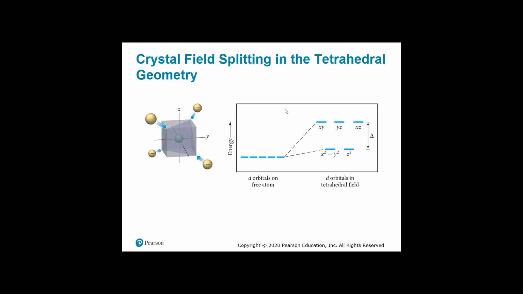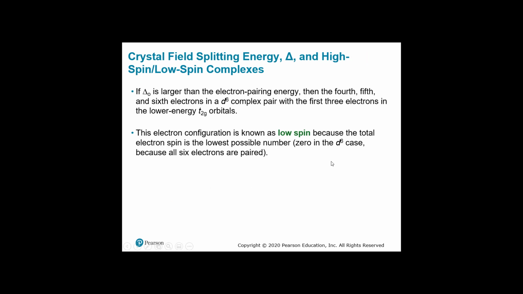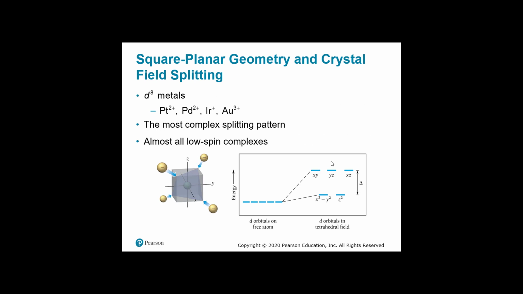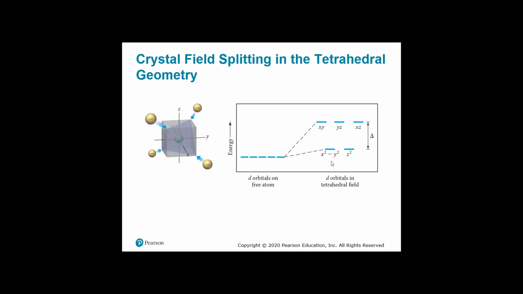So the orbitals that most strongly interact with ligands in a tetrahedral coordination compound are those in the T2G, namely the dxy, the dxz. I thought I had a better slide here. Okay, so remember, these ones are directly on the axis and these are not. The dxy, the dxz, and the dyz, the orbitals with electron densities between the X, Y, and Z axes, are repelled to a lesser degree.